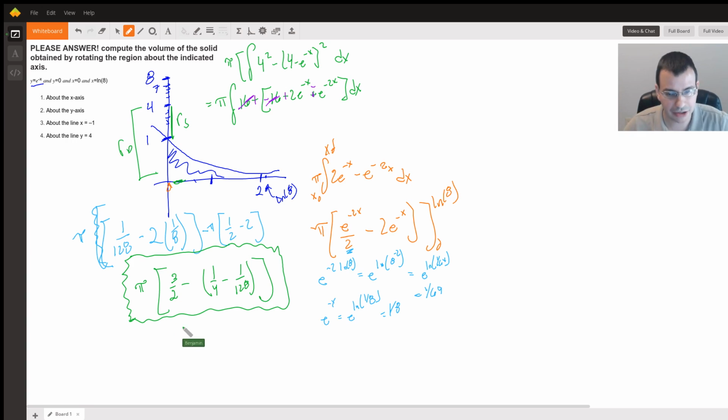So to backtrack, there's a lot of stuff that went on there. Oh, this is actually the correct answer. Final answer right there. So to backtrack, the way this is done for about y equals 4, you first draw the area, the region you're going to look at. You visualize how it's going to rotate around. You draw yourself a little diagram.